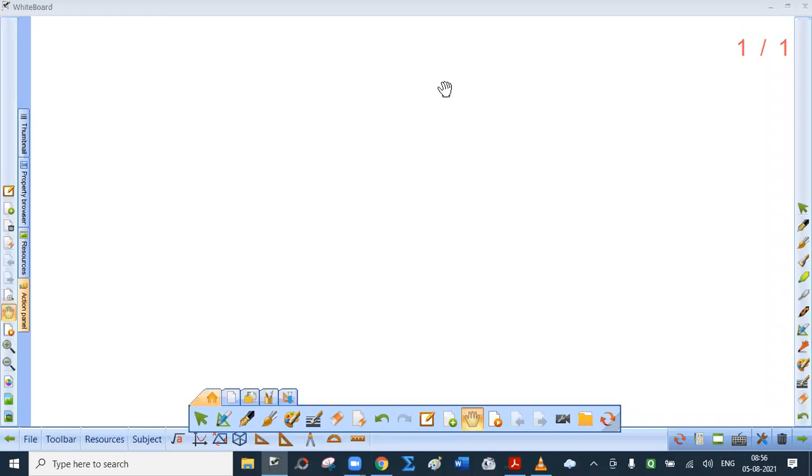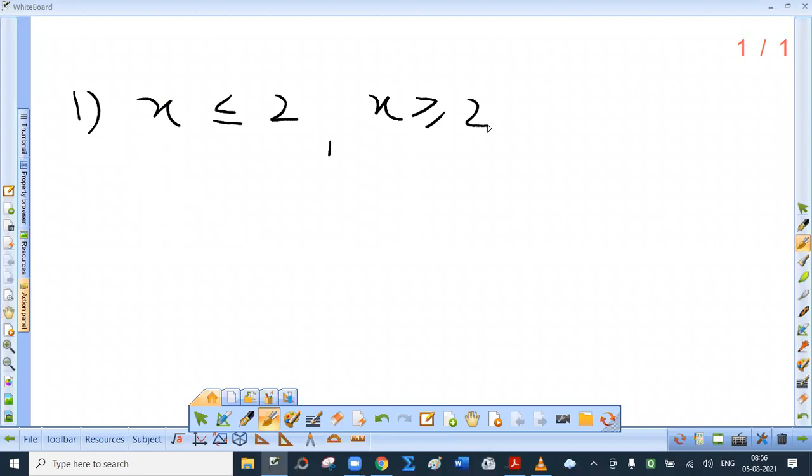Now we discuss graphical representation of, I will consider a particular example, say x less than or equal to 2 and x greater than or equal to 2. Okay. So first we draw a line corresponding to the equation. In x less than or equal to 2 is an inequation. What is the equation corresponding to this inequation? X equal to 2. So first we draw the line whose equation is x equal to 2.